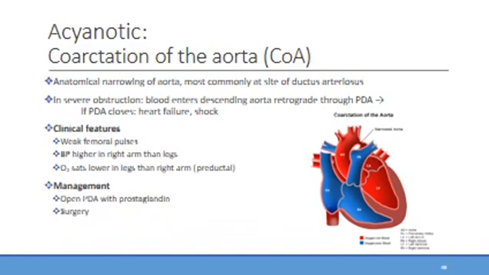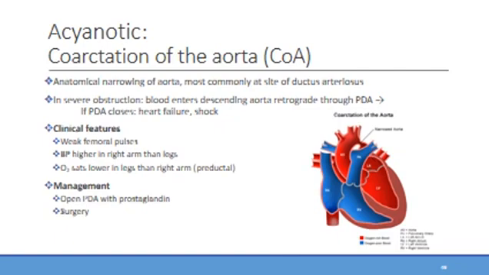In coarctation of the aorta, there is an anatomical narrowing of the descending aorta that is most commonly found at the site of the ductus arteriosus. This condition can be associated with bicuspid aortic valve and VSD. In severe obstruction, the blood can enter the descending aorta retrograde through the PDA, and that explains why the baby presents in severe heart failure and shock if the PDA starts closing.